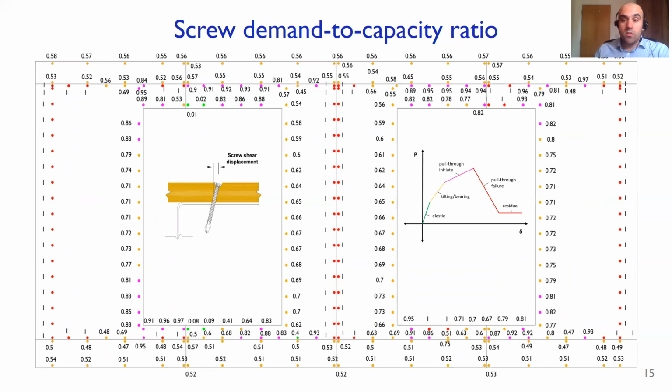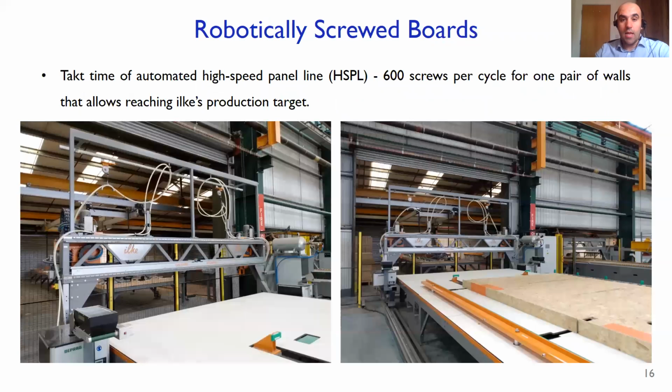Here goes the demand to capacity ratio of screws at peak load capacity of the wall. This served as an optimization tool for designing the sheathing boards and screw layout to keep the screw density under the takt time of an automated high-speed panel line, which is 600 screws per cycle for one pair of walls, that allows reaching Ilke Homes production target.